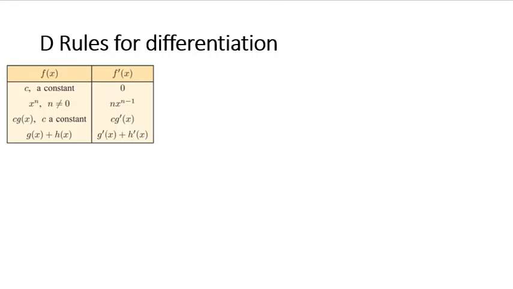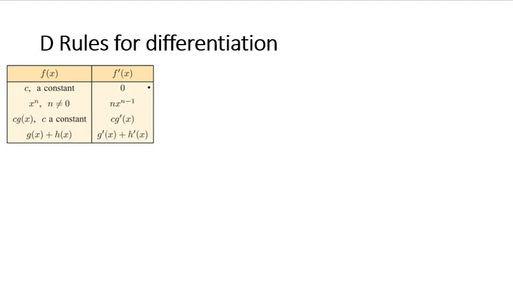In this video, we are going to see some rules for differentiation. Some of the rules are shown here. Let's have a look. So for the first rule, when f of x is equal to a constant, then the derivative of f of x is equal to 0.